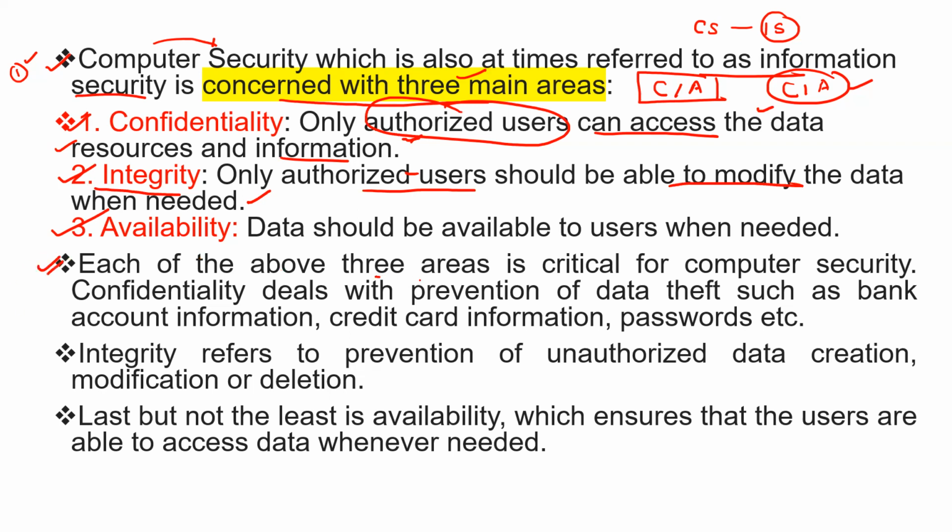Now move to the next. Each of the above three areas is critical for computer security. Confidentiality deals with the prevention of data theft, such as bank account information, credit card information, passwords, etc. So this is the first point: it deals with prevention of data theft. Your data will not be stolen.